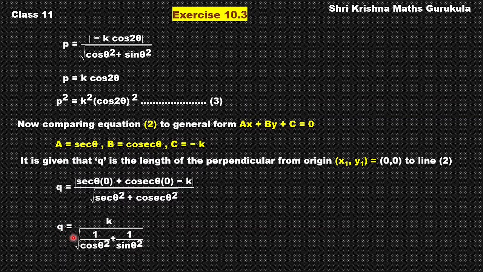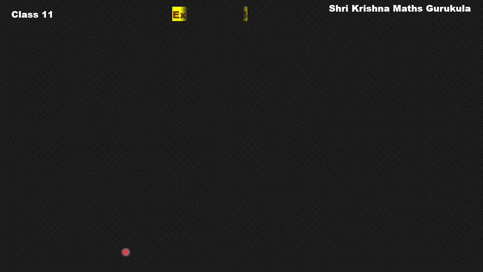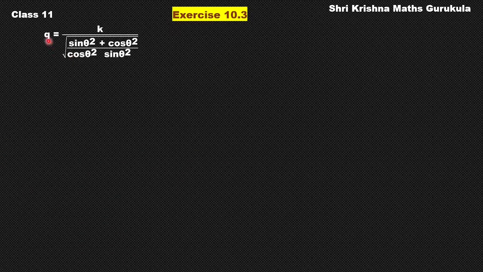That will be q is equal to k divided by square root of 1 by cos square theta plus 1 by sin square theta. Now it is easier for us to simplify because both are in sin and cos theta. Correct? We'll take LCM for this. So q is equal to k divided by square root of, when we take LCM, cos square theta into sin square theta, and the numerator will be sin square theta plus cos square theta. So this sin square theta plus cos square theta in the numerator will become 1. This is inside the square root.